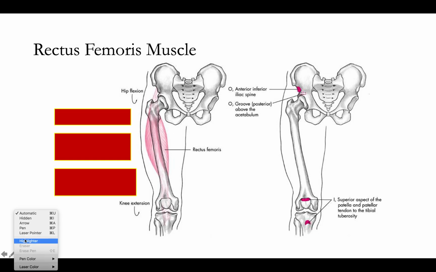Today's lecture is going to be on the muscles associated with the knee joint. The first one that we're going to look at is going to be the rectus femoris muscle.